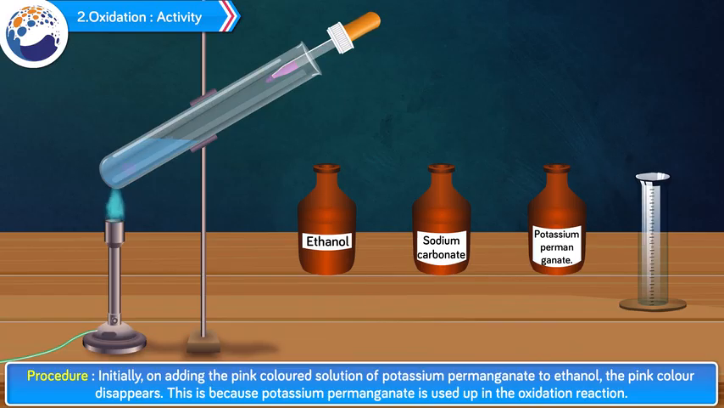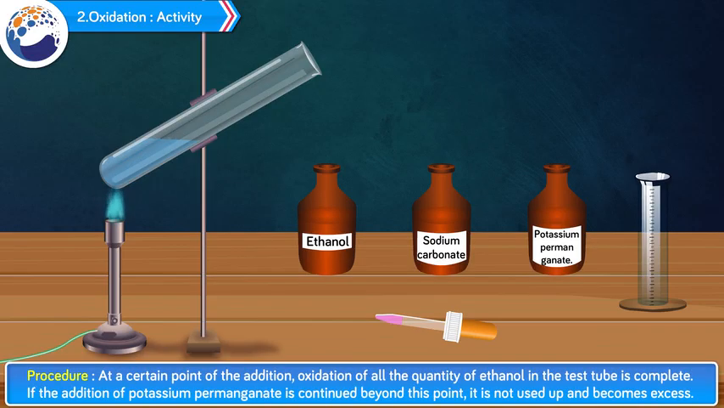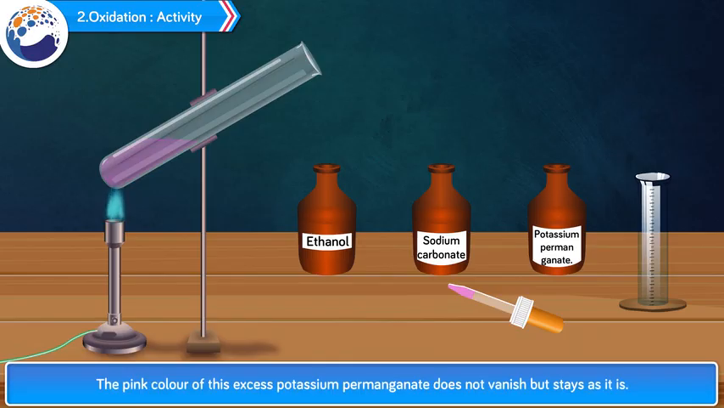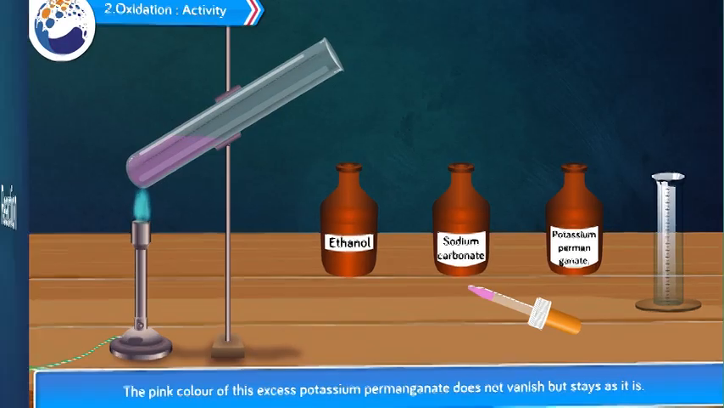Initially, on adding the pink-colored solution of potassium permanganate to ethanol, the pink color disappears. This is because potassium permanganate is used up in the oxidation reaction. At a certain point of the addition, oxidation of all the quantity of ethanol in the test tube is complete. If the addition of potassium permanganate is continued beyond this point, it is not used up and becomes excess. The pink color of this excess potassium permanganate does not vanish but stays as it is.